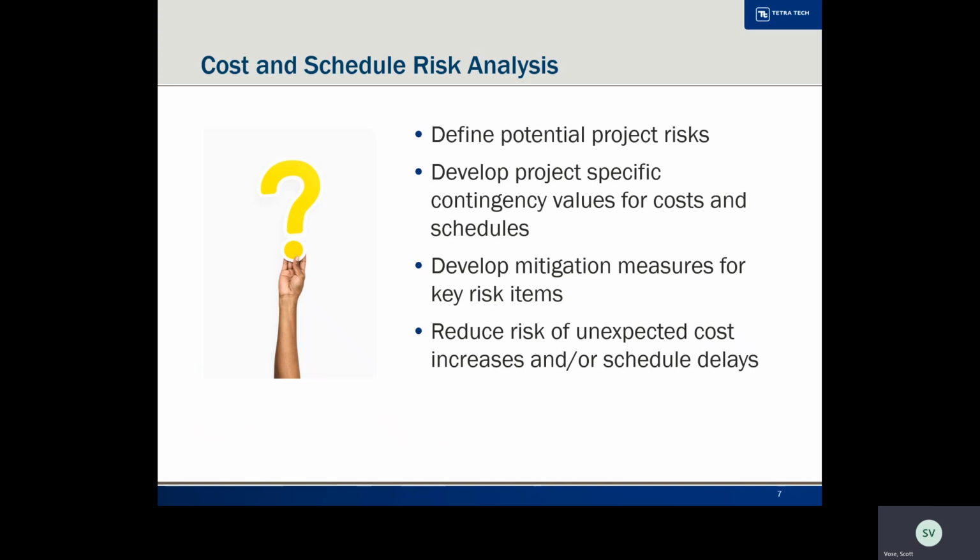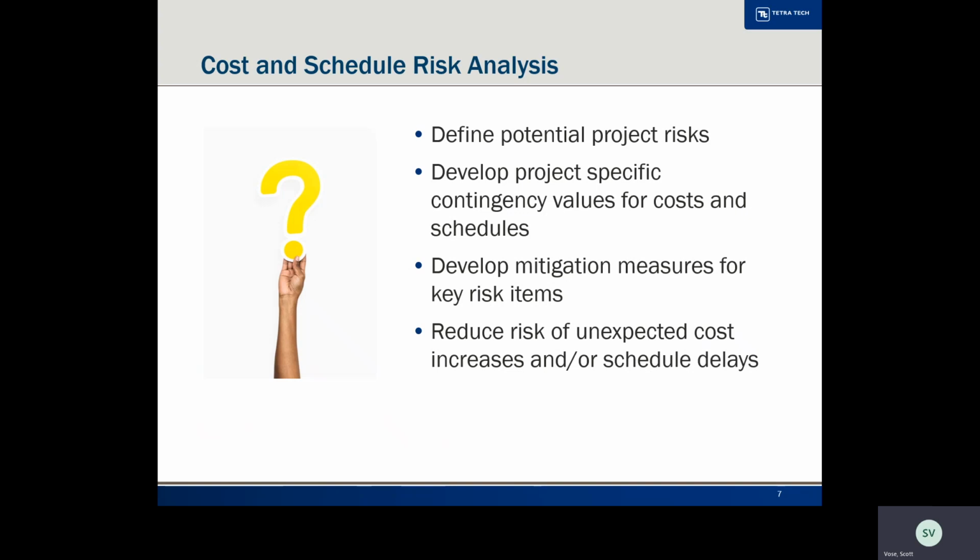So why would this process be beneficial to projects beyond the Corps? First, it defines potential project risks. If this process is completed early, then your project will likely have a better chance of mitigating these risks that you've developed. Second, your project would have a project-specific contingency. It would not just be a shot in the dark or typical percentage like 25%. Thirdly, this process often leads to discussions of mitigation measures for key risks. So mitigating risk is valuable to any and all projects.